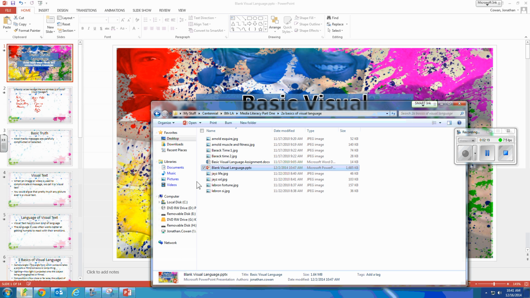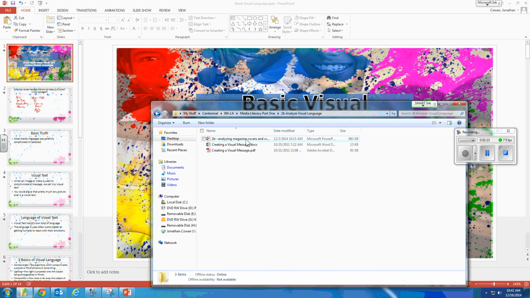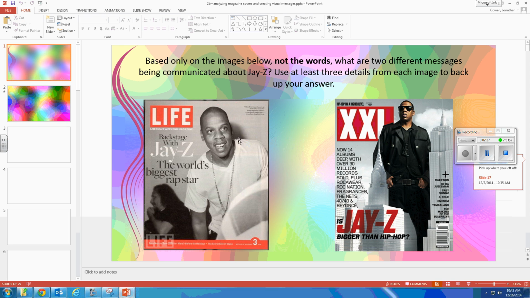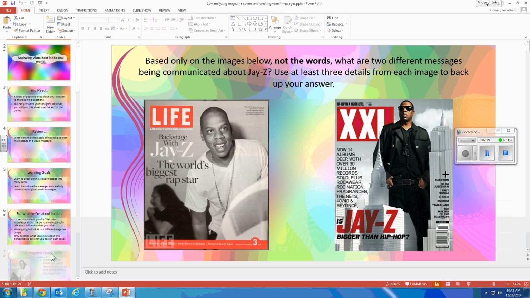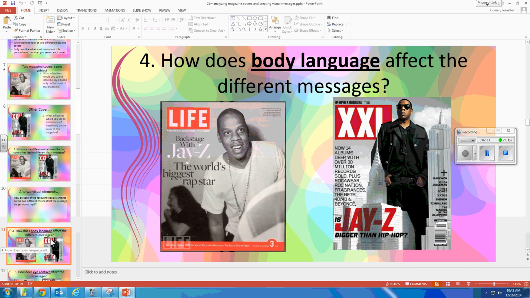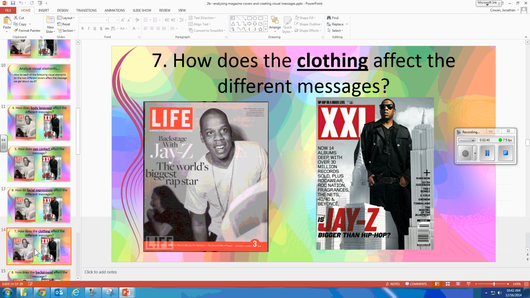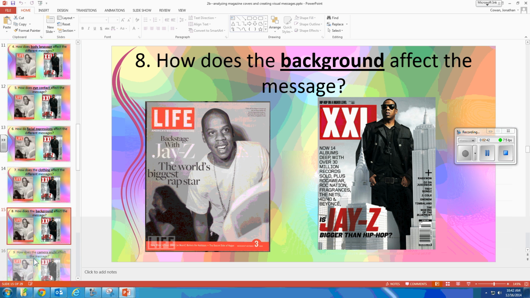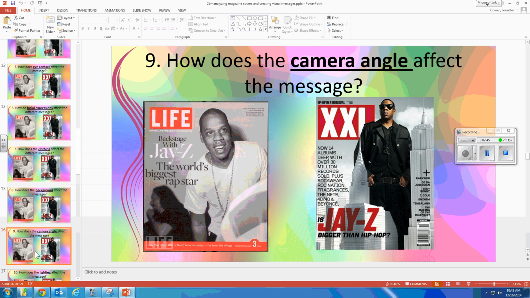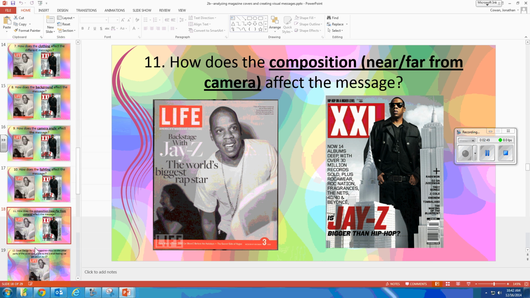So after we did that, we went through and we analyzed the visual language of two different magazine covers, and there were two different pictures of Jay-Z. As we went through, we looked at the body language people have. That's part of visual language. How eye contact is used on a subject, how facial expressions are used, how the clothing is used, how the background is used, how the camera angle is used, how lighting is used, how the composition. We talked about all these different images.